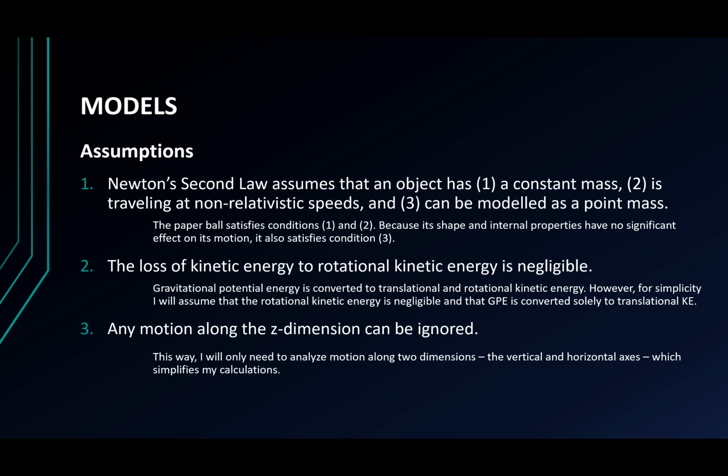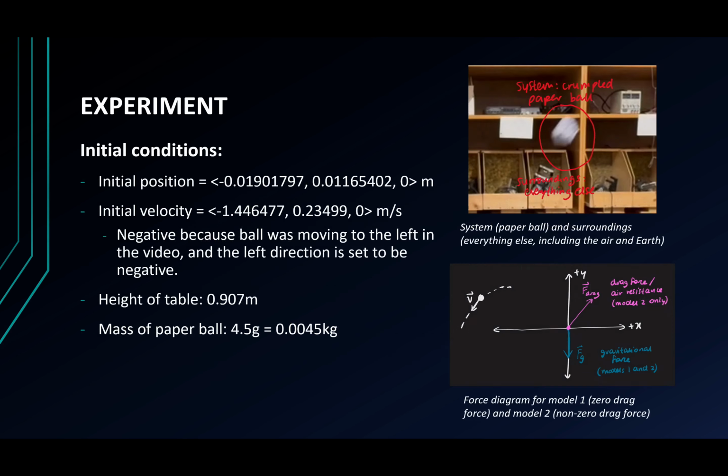Number 1, there will be some inherent assumptions of Newton's second law as follows. Regarding assumption number 2, gravitational potential energy is converted to translational and rotational kinetic energy. However, for simplicity, I'll assume that the rotational kinetic energy is negligible. Lastly, I'll ignore any motion along the z dimension. This way, I'll only need to analyze motion along 2 dimensions, which simplifies my calculations.